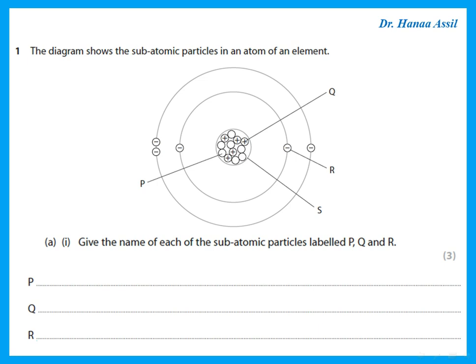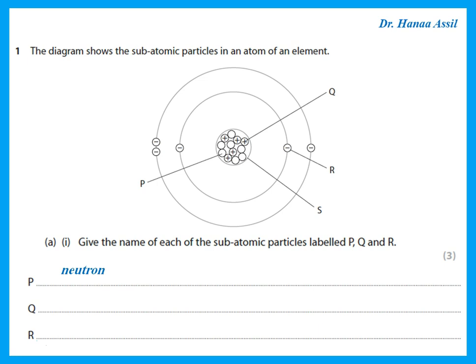So the first question here was: the diagram shows the subatomic particles in an atom of an element. Give the name of each of the subatomic particles labeled P, Q, and R. What is P? Can you see P? P is something that doesn't have a charge and it's inside the central part of the atom, so P must be neutron. Now, Q is the positively charged particle in the center of the nucleus.